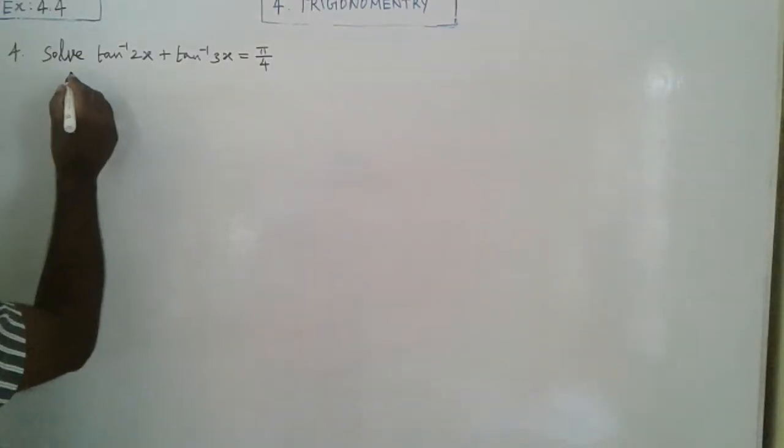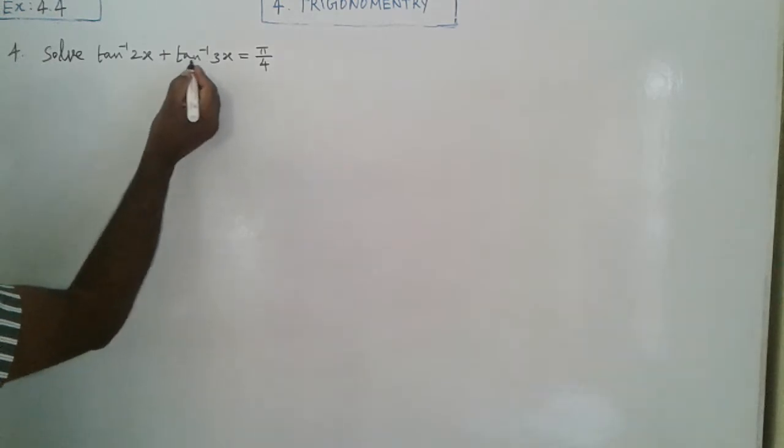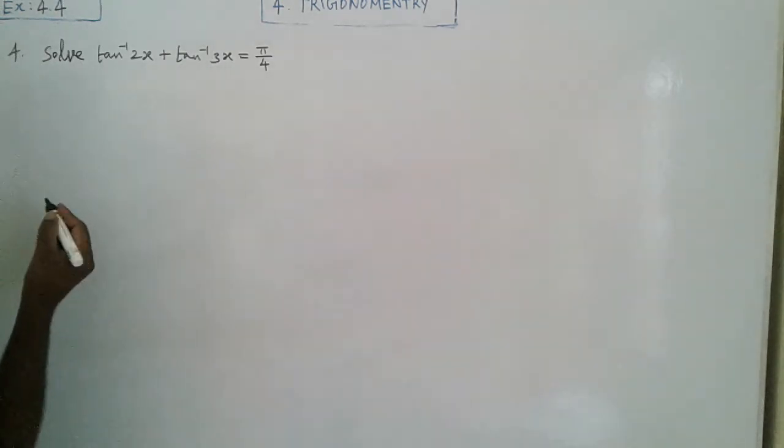Fourth sum, solve tan inverse 2x plus tan inverse 3x equals pi by 4.